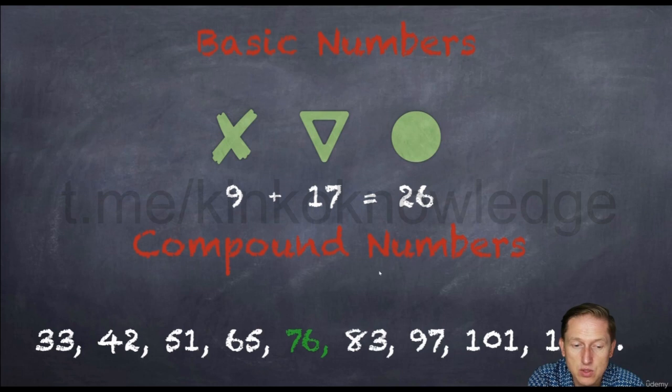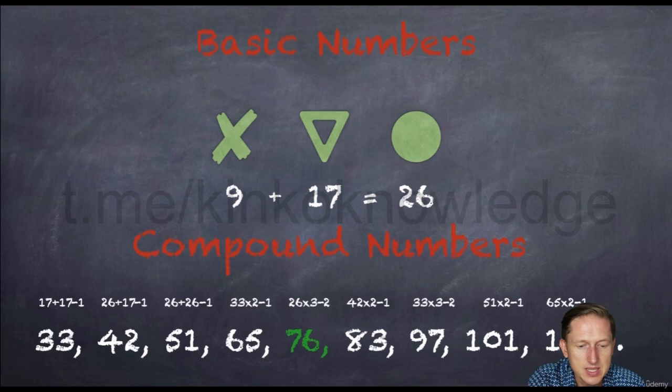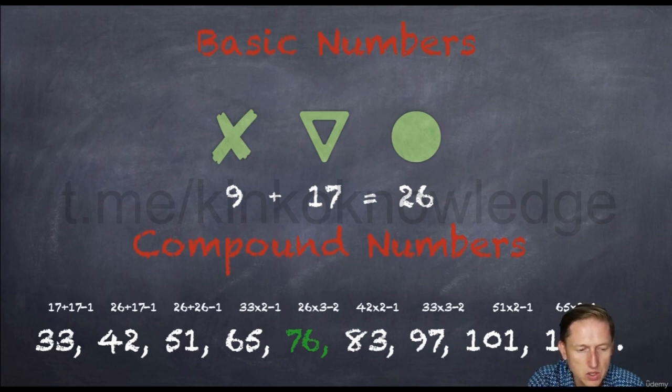So this brings us to compound numbers. Based on these 3 basic numbers, we would get all the other numbers that might be important in our trading. Let's have a look at how we get there. We know already the formula. So 33 would be 17 times 2, or 17 plus 17 minus 1. Yes, because if there are 17 up and 17 down, we would need to take this 1 in between away. So that gives us 33.